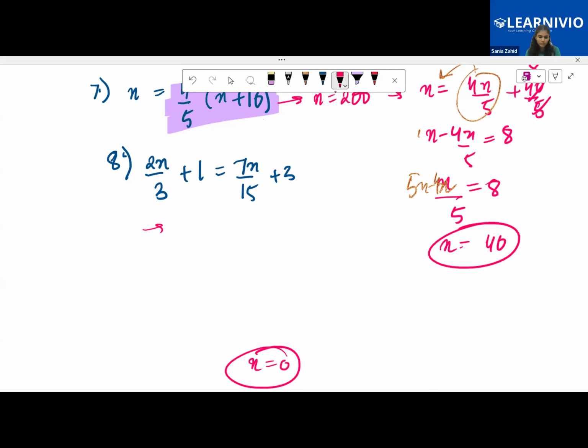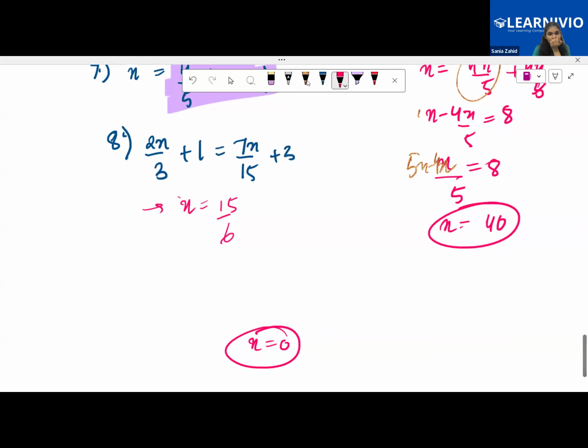Ma'am, I think I made a mistake, but I got 15 by 6. What are you getting? 15 by 6. 15 by 6, okay. And everybody else? 15 by 6. Ma'am, I also got the same, 15 by 6.